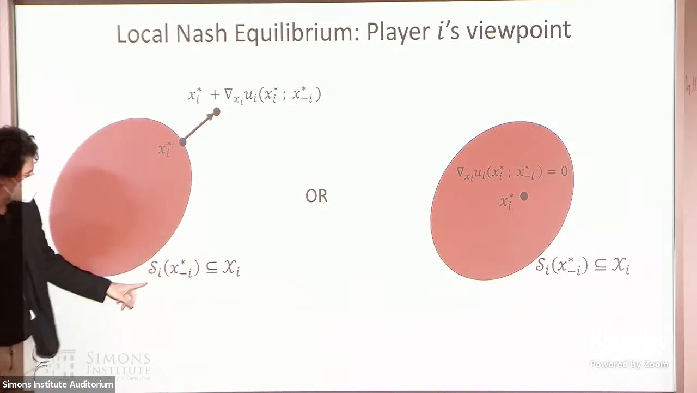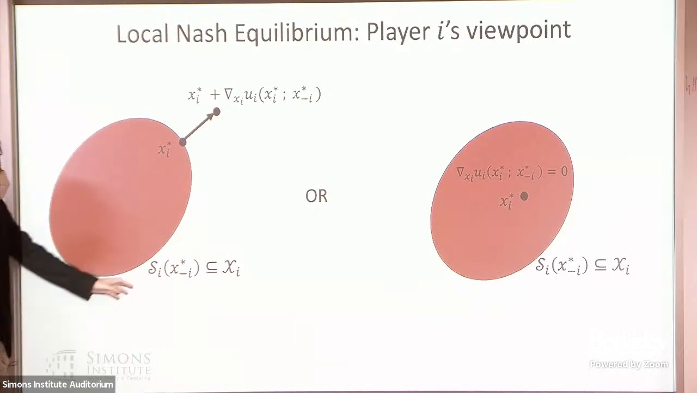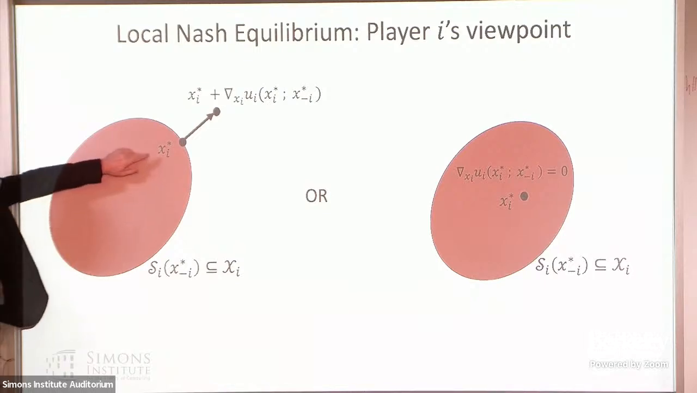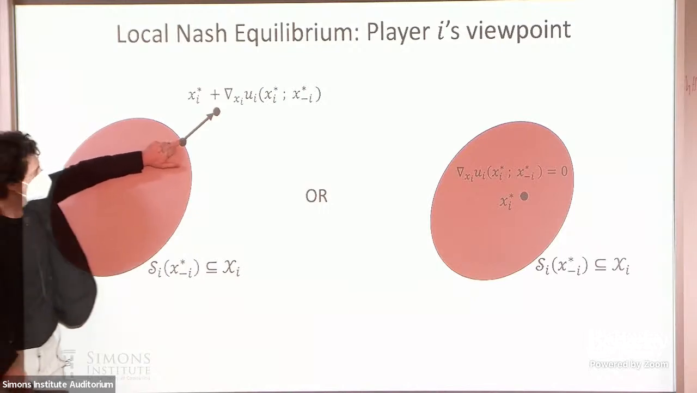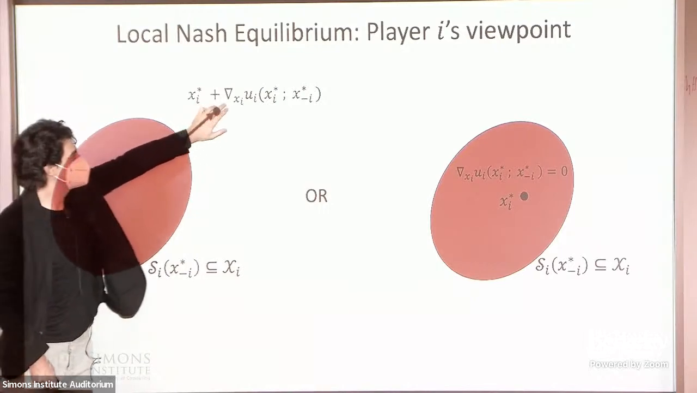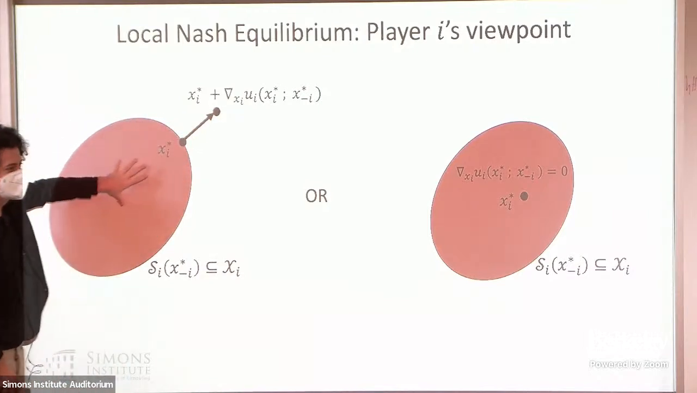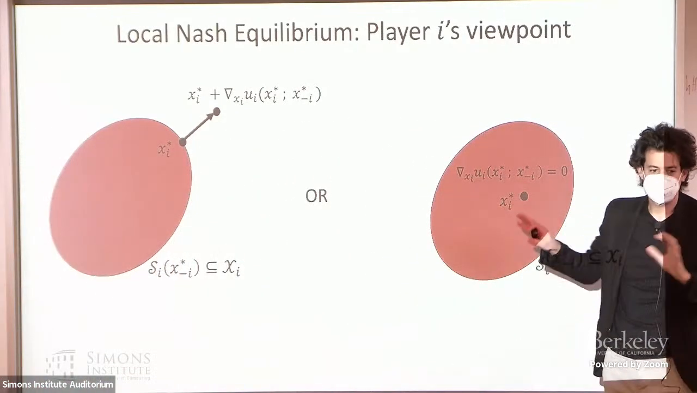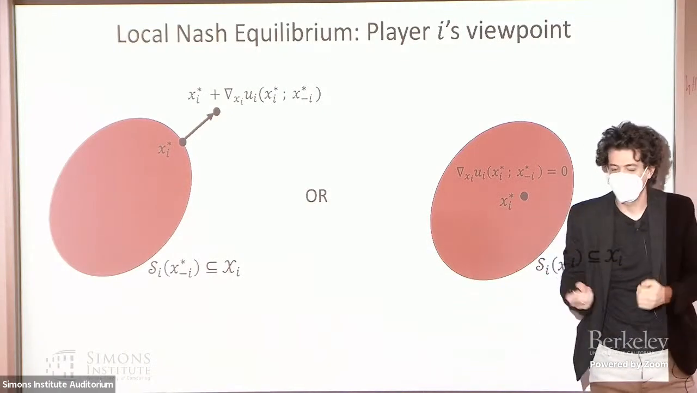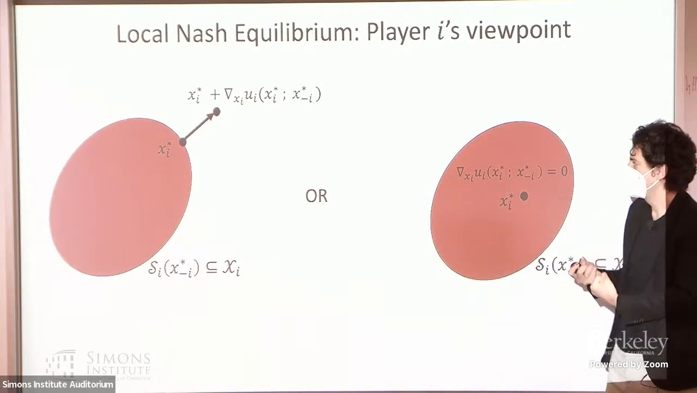So this is the constraints imposed on this player by what the other guys are doing at X star. It's a subset of the action space of agent i. So either agent i is on the boundary of the constraints, and if they were to do a gradient step, that would land them outside and project back to this point, like it's orthogonal to the boundary at this point. Or what they're playing is inside and the gradient is zero. These are the two acceptable scenarios from player i's viewpoint. These are the local optimality conditions for player i.